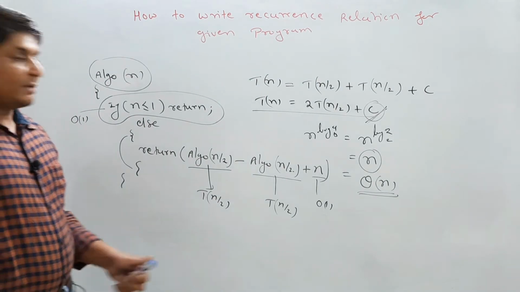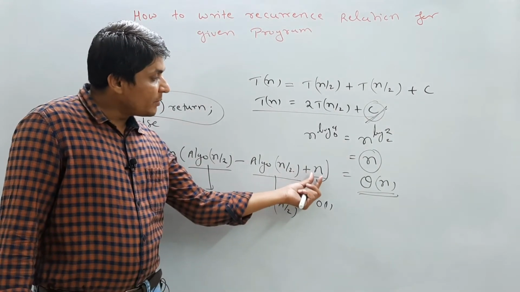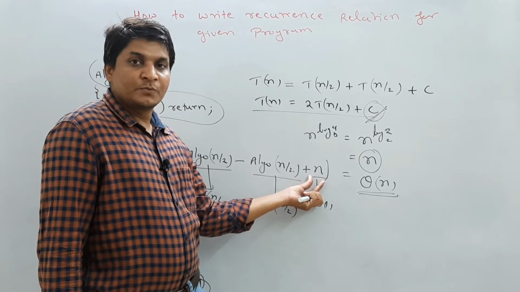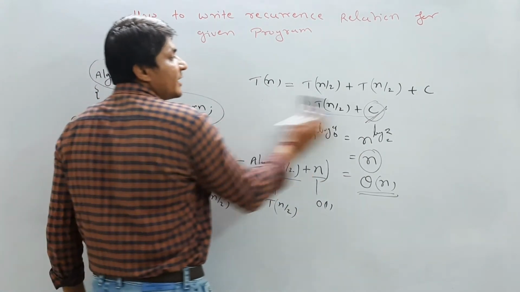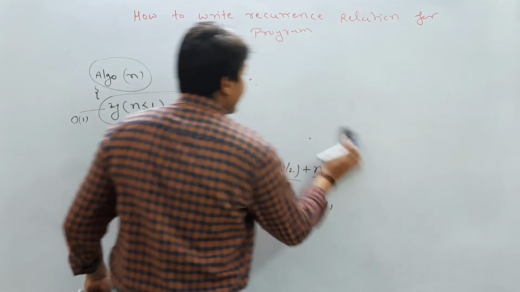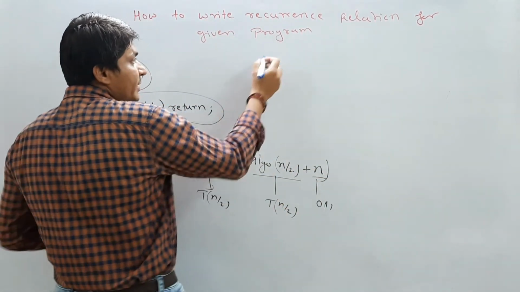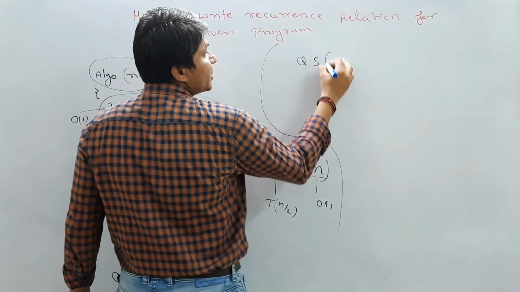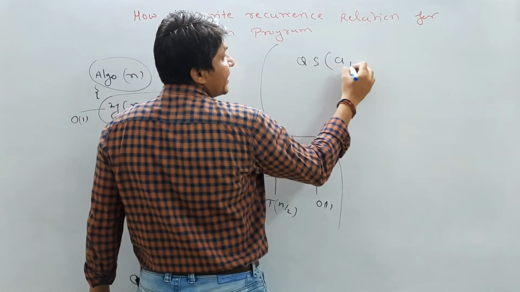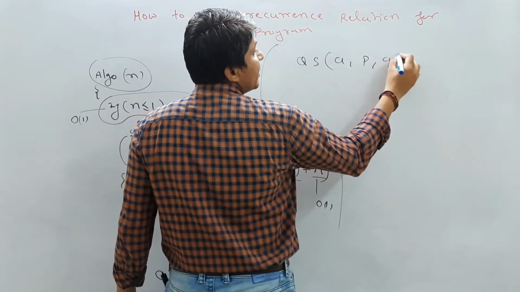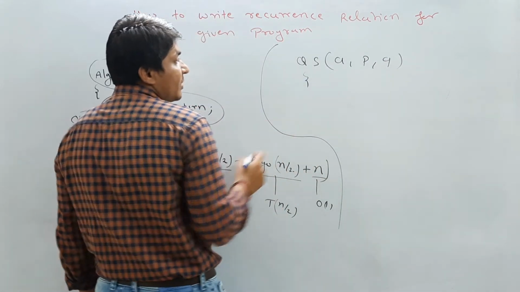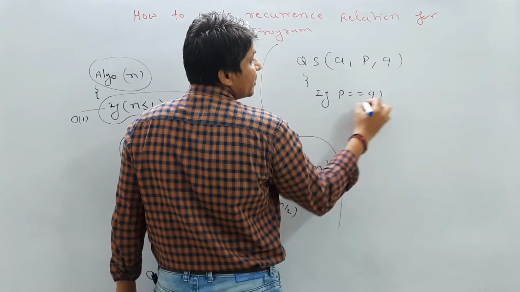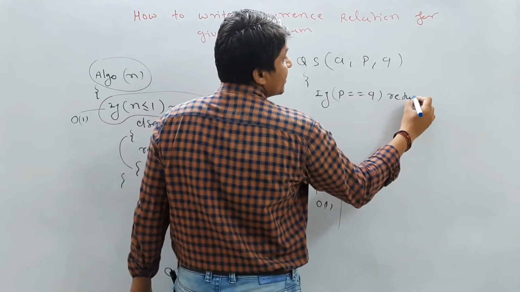I know you people may have a doubt in this: why have you written a constant value but you are not writing n? So let me explain this with one simple program. Let us assume I am writing quicksort. A is the array, P is the starting index, Q is the last index. In quicksort, if P equals Q, this is the one element problem, so simply we are returning.